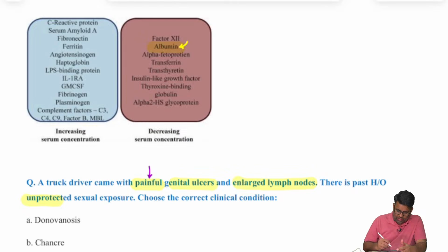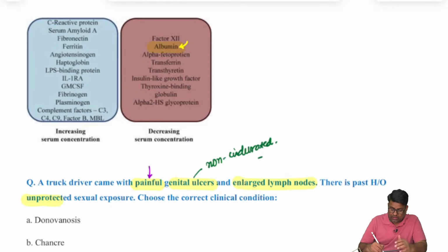Now, it goes more in favor of chancroid, right? Because here there are multiple genital ulcers which are extremely painful, and these are non-indurated. So the base of the ulcer is soft, and there is enlargement of the lymph node. Sometimes they suppurate. So this is a classical case for chancroid.